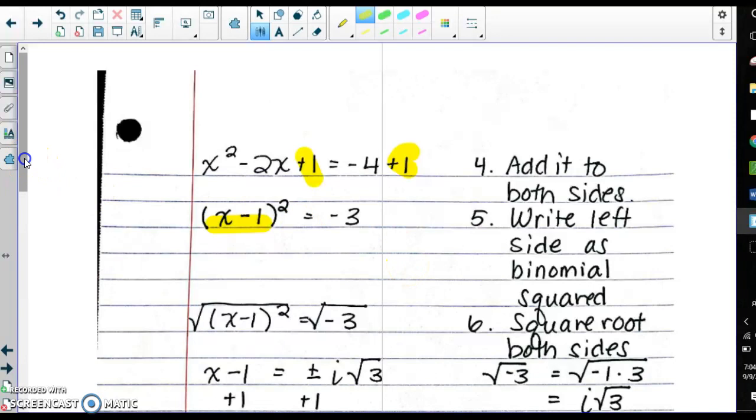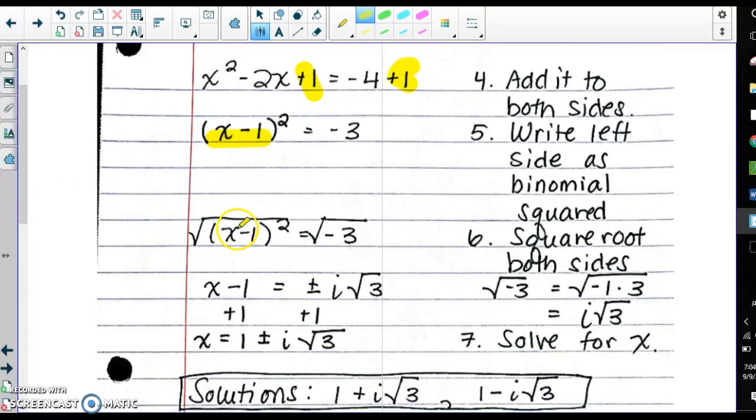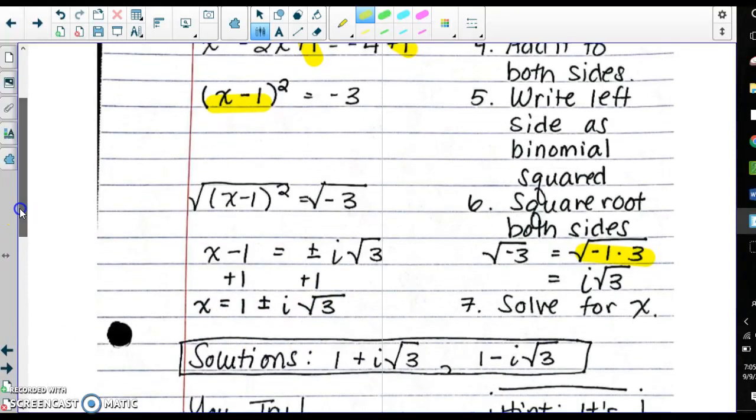Okay, now take the square root of both sides. The square root of x minus 1 squared is just x minus 1. The square root of negative 3 is going to be i square root of 3. Because remember, anytime you see a negative underneath the square root, there's going to be an i there because that negative comes from the square root of negative 1. And so that gives me plus or minus i square root of 3. And then I have to solve for x. So I add 1 to both sides, and x is equal to 1 plus or minus i square root of 3. And my solutions are 1 plus i square root of 3 and 1 minus i square root of 3.